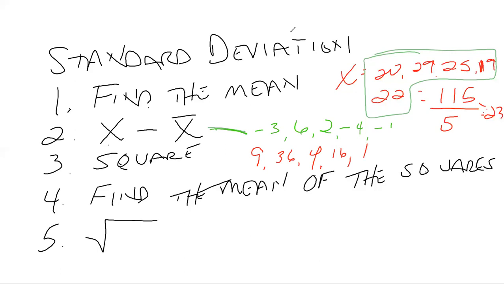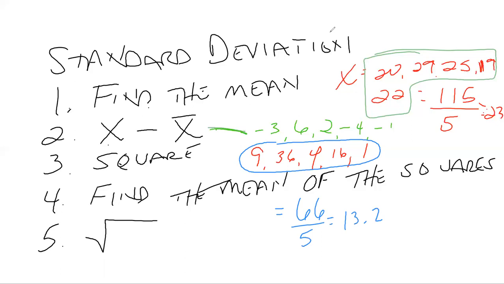Now, step four is to find the mean of these numbers. I have to add all those up. In my calculator, 9 plus 36 plus 4 plus 16 plus 1 is 66. I'm going to divide that by 5, and that gives me 13.2. That's the variance. So I found the mean of those numbers.